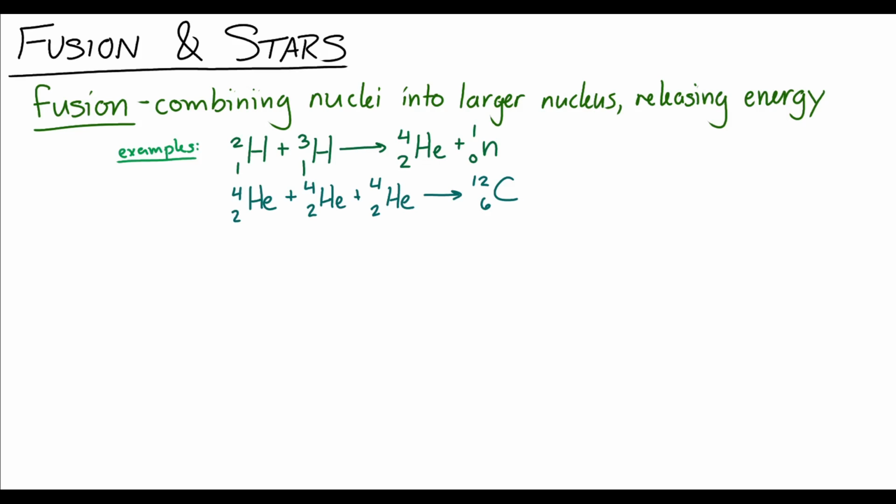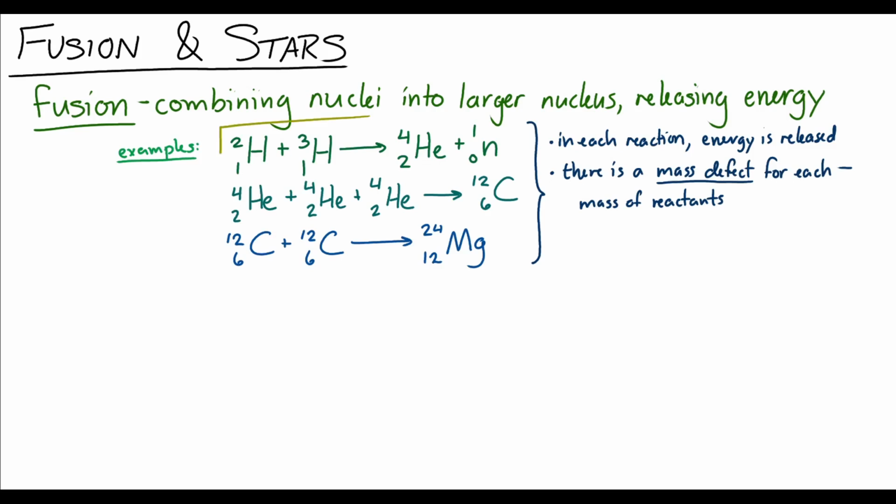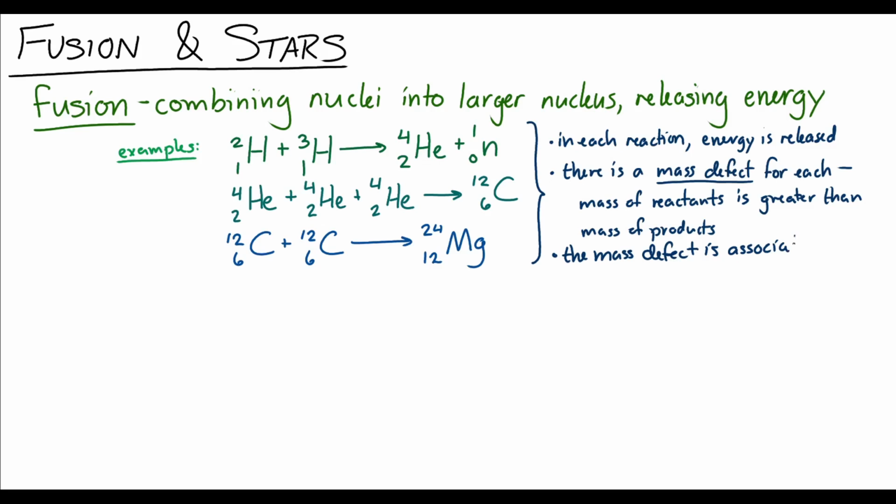You could also have 2 carbons fusing together to form magnesium-24. Each of these reactions is a fusion reaction, and each of these reactions would release energy. If we were to look at the mass defect, the mass of the reactants on the left side would be greater than the mass of the products on the right side. There would be a decrease in the mass, a mass defect associated with this reaction, and that mass defect would be associated with the amount of energy released.